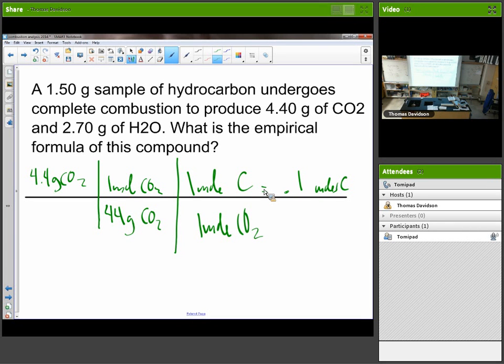Where'd I lose you? It's 4.4. Where'd you get 44? Oh, okay. 44 was a 12 plus a 32. Where did the O2 go? I don't care about the O2. I don't need it. But isn't that number included in it? I'm not solving for it. I don't need it at all. It is true that for every 1 mole of CO2, there's 2 moles of O, but that doesn't matter to me here. I just need to get moles of C.